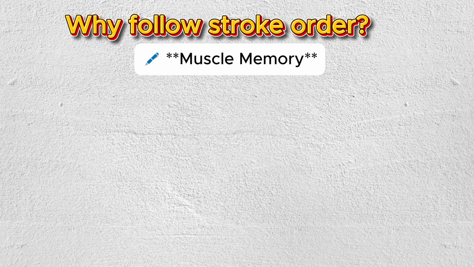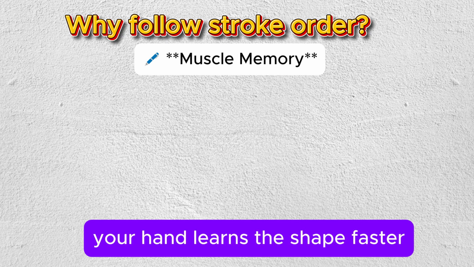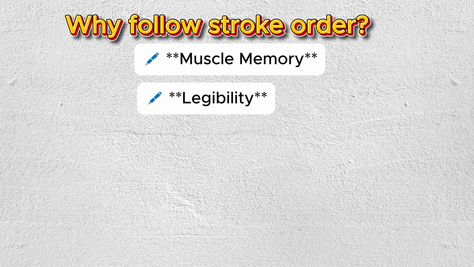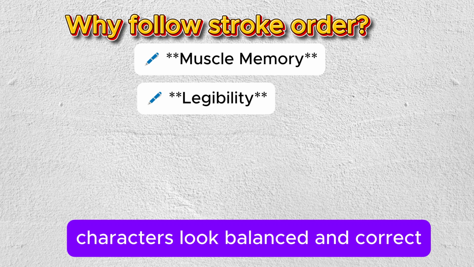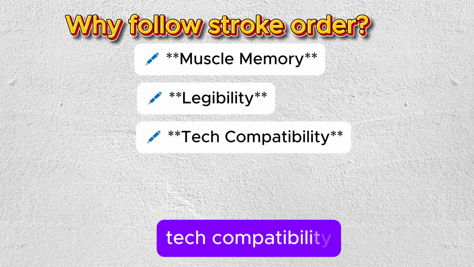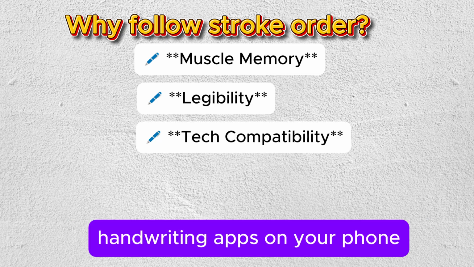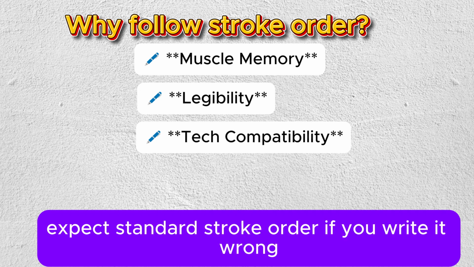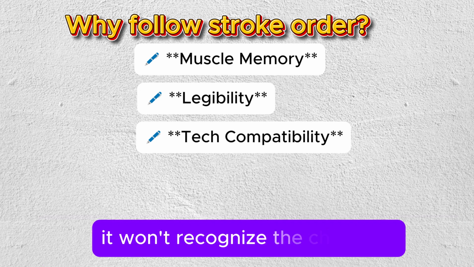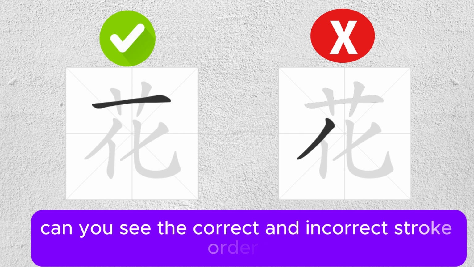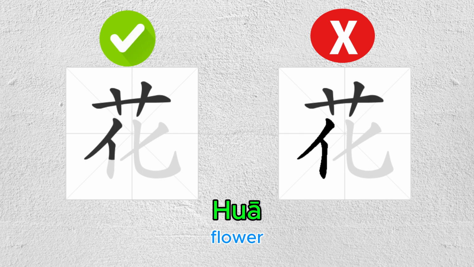Why follow stroke order? Muscle memory. Your hand learns the shape faster. Legibility. Characters look balanced and correct. Tech compatibility. Handwriting apps on your phone expect standard stroke order. If you write it wrong, it won't recognize the character. Can you see the correct and incorrect stroke order for 花, flower?